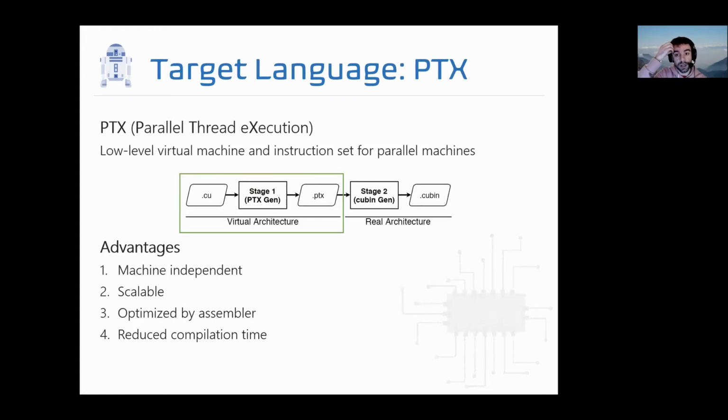In terms of our target language, we're targeting PTX, which also stands for Parallel Thread Execution, and this is a low-level virtual machine and instruction set for parallel machines. And the advantages for doing this is firstly that it's machine independent, so we're able to target a wide variety of machines with our single compiler. It's scalable, which means that it's able to handle large amounts of data easily. And it's also optimized by the assembler. So if we first generate PTX, we can still feed it through NVIDIA's Stage 2 compiler to have good overall performance. This also allows us to reduce the compilation time because we're able to translate from a high-level code to PTX much faster than from a more generic CUDA.